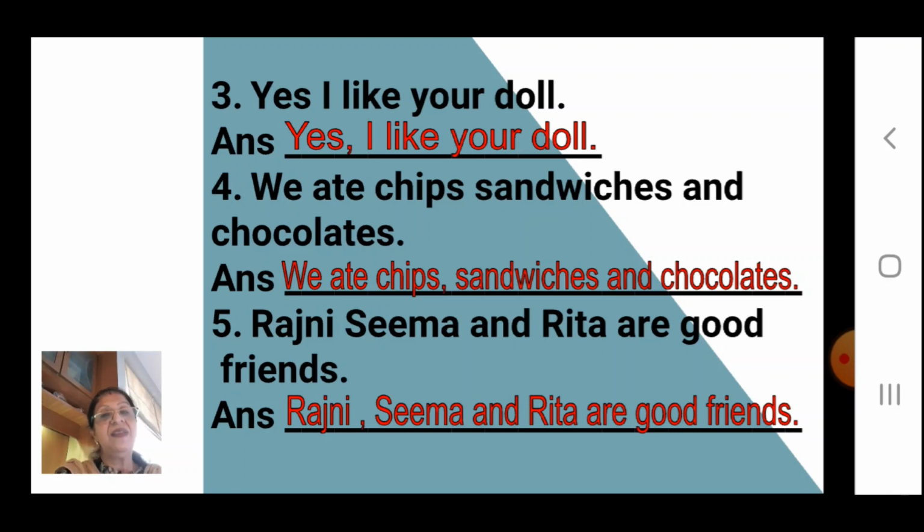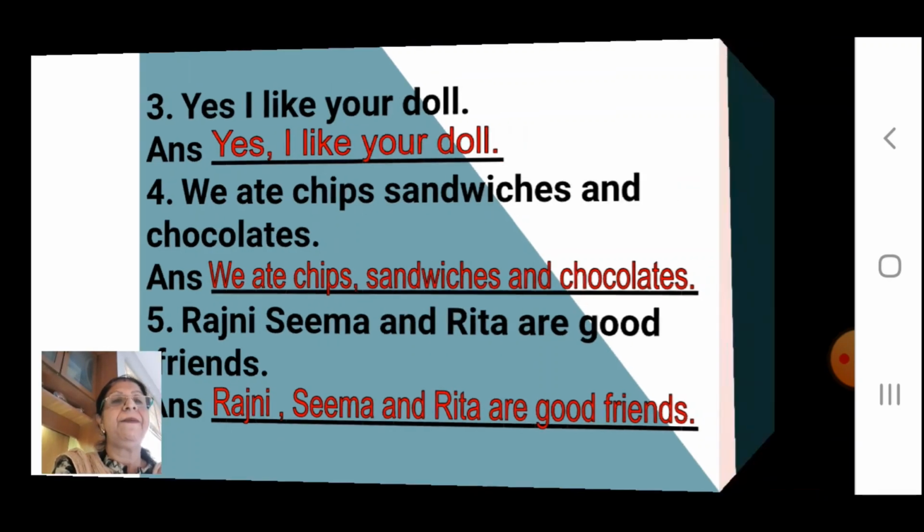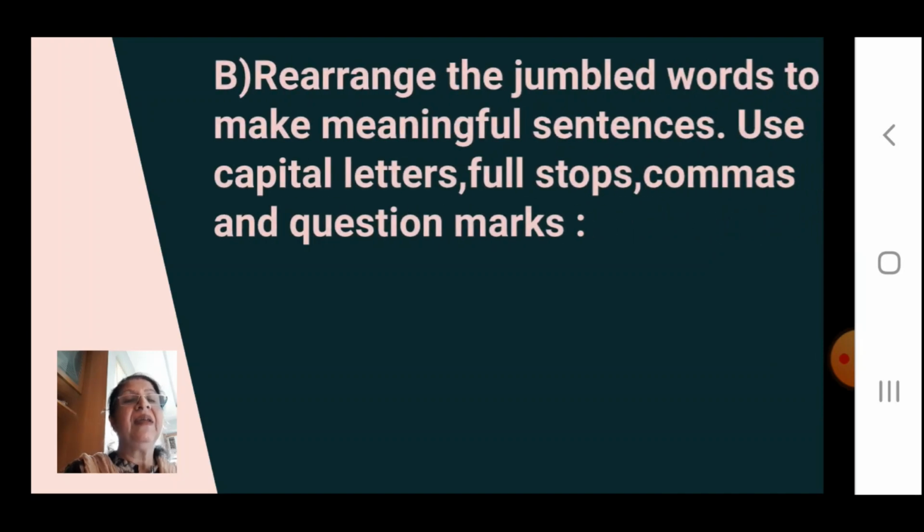So children, is the concept clear where we have to put a comma? Right. So children, now we start with the next activity. In this we have to rearrange the jumbled words to make meaningful sentences. What we have to do? We have to rearrange the jumbled words to make meaningful sentences. These all are jumbled words, so we have to rearrange them, and along with that we have to use, wherever required, capital letters, full stops, commas and question marks.